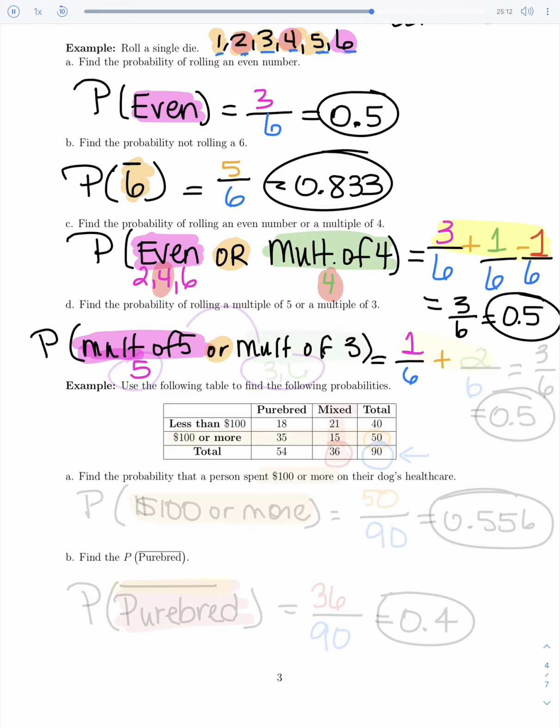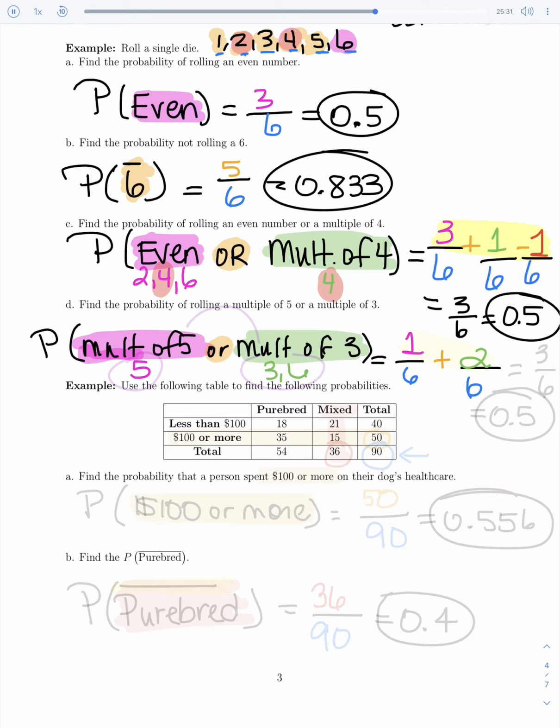Now we're going to look at what are the multiples of 3. Well, what's a multiple of 3 that's on a die? Well, there's 3 and there's 6. So there's 2 options that are multiples of 3. 3 and 6. So that's 2 options out of 6 numbers on a die.